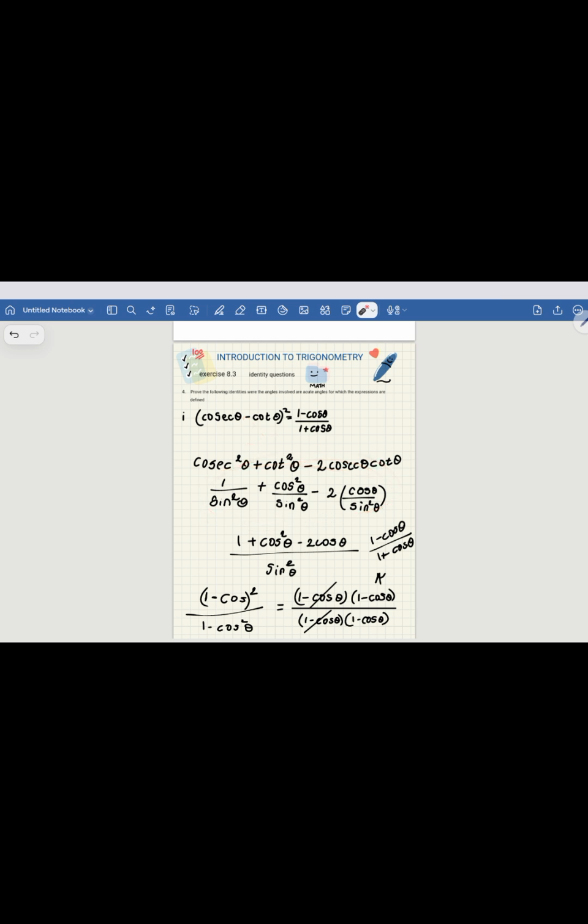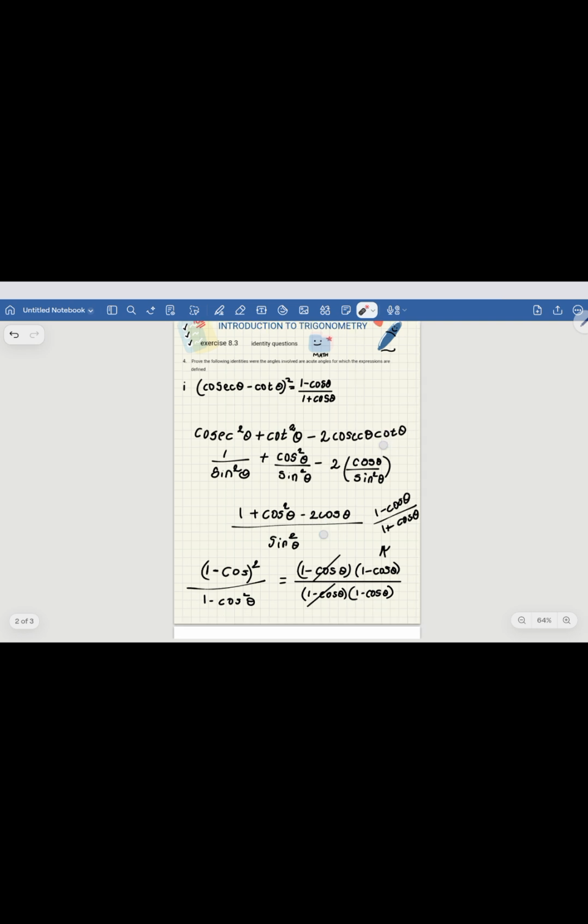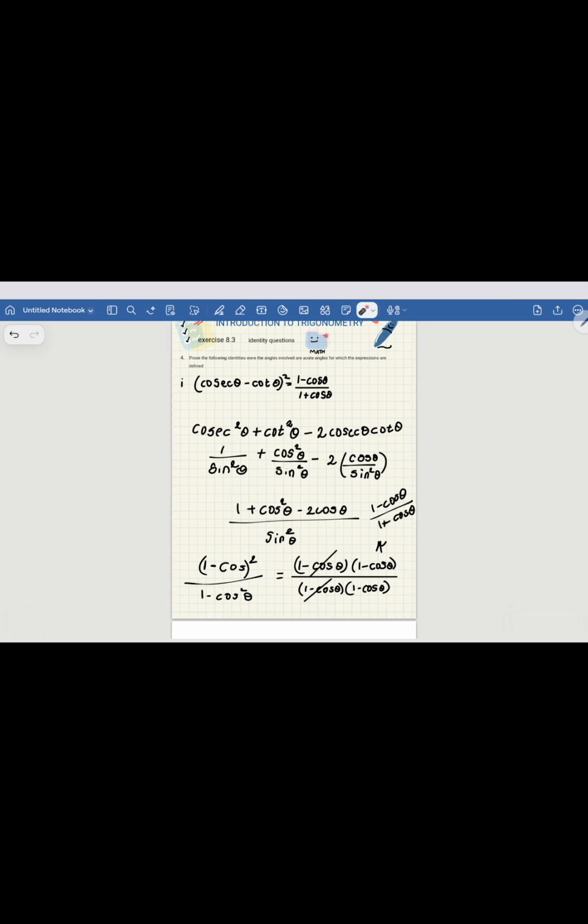Well then, here comes the trickiest part where all students trip. See, 1 plus cos square theta minus 2 cos theta, they keep it like that, and here they immediately split it as 1 minus cos square theta. Now they will see this should come here and this should come here and this should not be there. So students really get confused very much. But here comes the trickiest part.